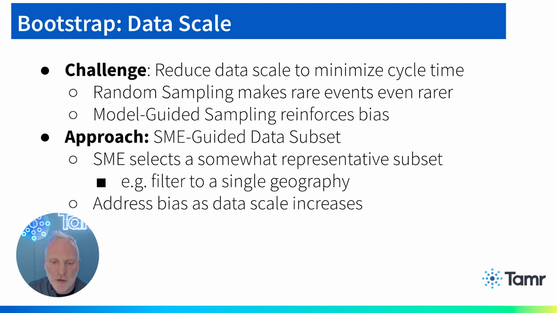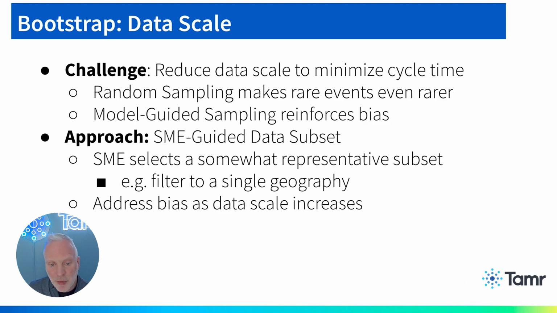Whatever we do, processing 500 million records is going to take a lot of time. So we want to reduce the data scale in order to minimize the cycle time during these early iterations. One of the challenges here is that random sampling makes rare events even rarer. Random sampling makes our hard problem even harder.